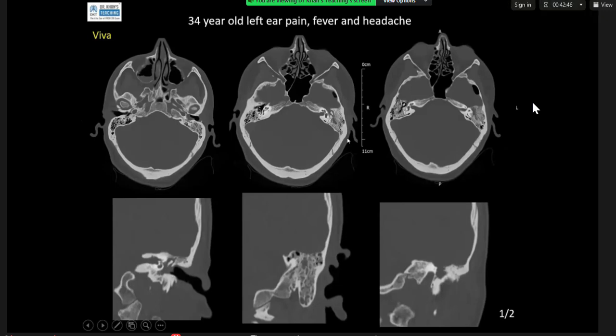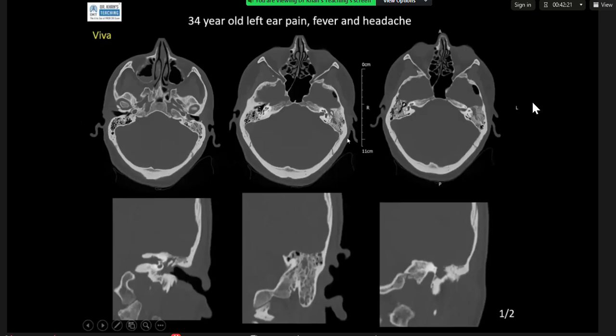So, axial CT images in bone window and cone down images of the ear, bone window in coronal sections. So there's increased sclerosis of the bone. Don't worry about sclerosis, that is just because of the windowing. Don't worry about it.